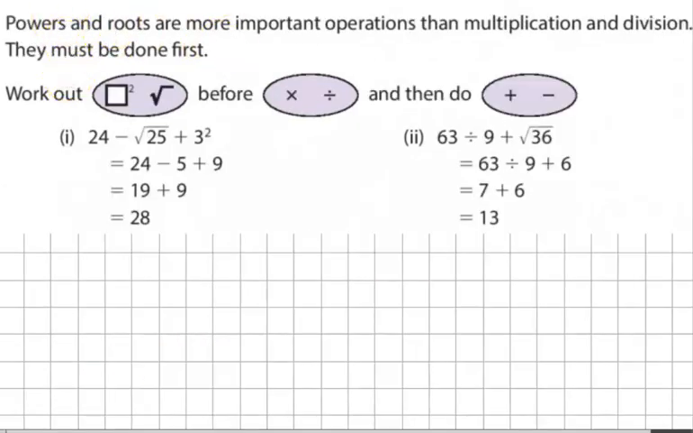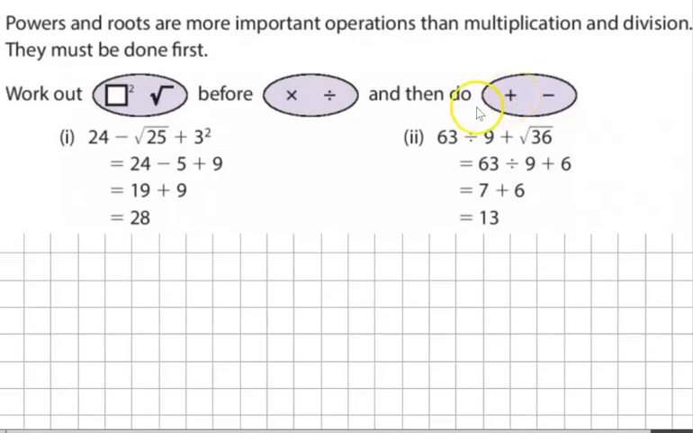Powers and roots are more important operations than multiplication and division. They must be done first. So we work out squares or powers, so it might be squared, it might be cubed, it might be to the power 4 and so on, and square roots before we do multiplication or division, and then finally at the very end you do your addition and subtraction.